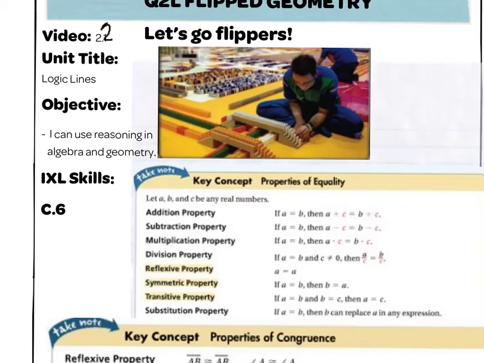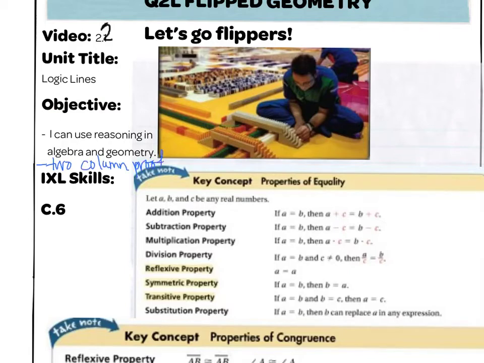Remember the unit title is Logic Lines, and again the objective is the same because we are now working on algebra and geometry, but I do want to add in one more, and that is that I can create a two-column proof. Okay, so I can create a two-column proof.